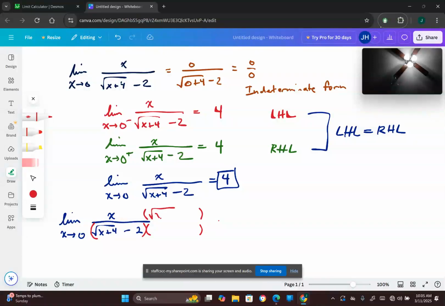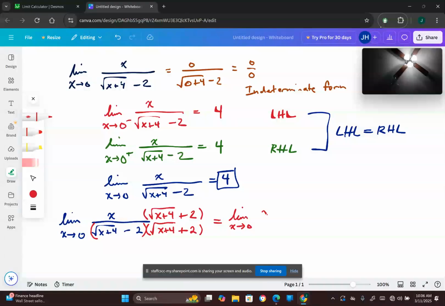If this one has radical x plus 4 minus 2, what I'm going to do top and bottom is change that middle sign and make it radical x plus 4 plus 2. That's what I'm going to multiply on the top and the bottom. That red writing there is a fraction that equals 1, so I'm not changing the value at all. But what this does is change the look. This is the limit as x approaches 0.